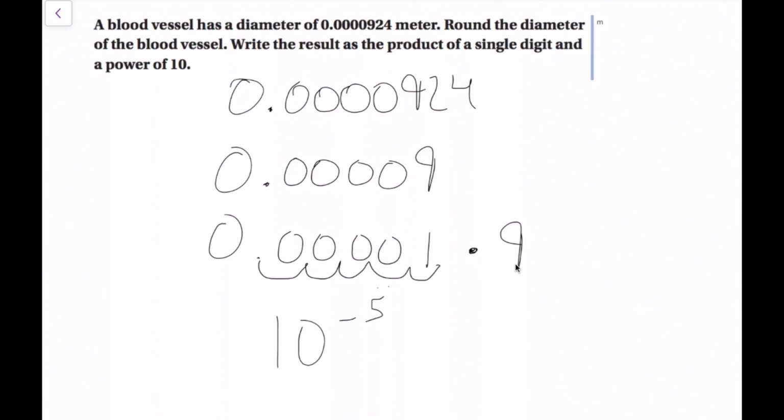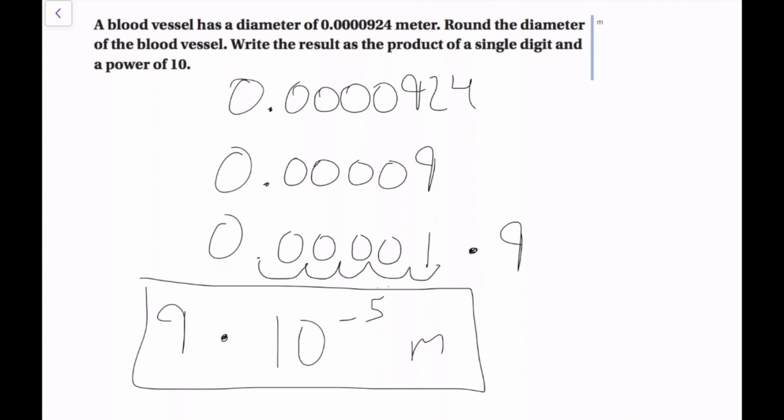Okay, and then I'm just going to put the 9 times in front of it. So this is going to be 9 times 10 to the negative 5th power, and then we just need our unit. So this is about 9 times 10 to the negative 5th power meters, or of a meter. So this is our final answer.